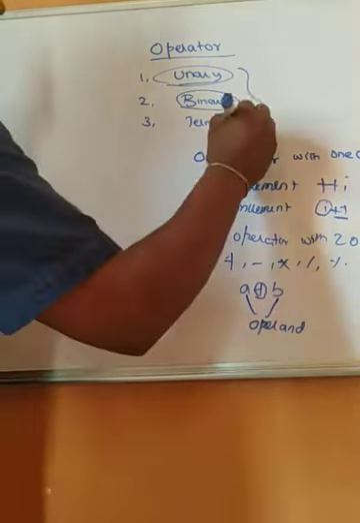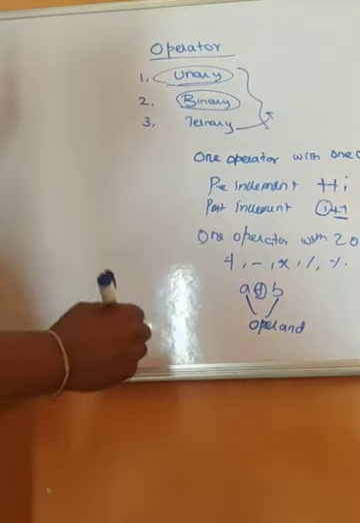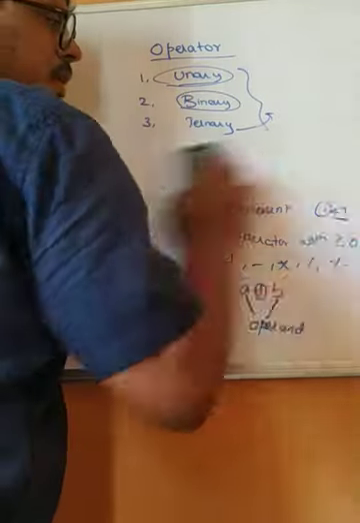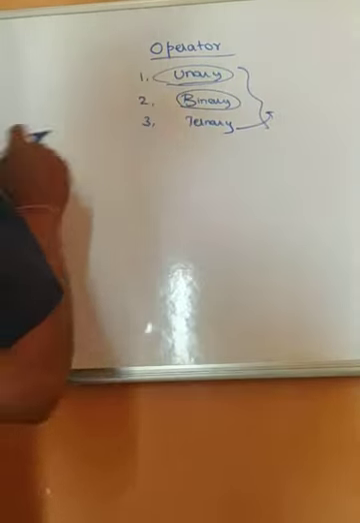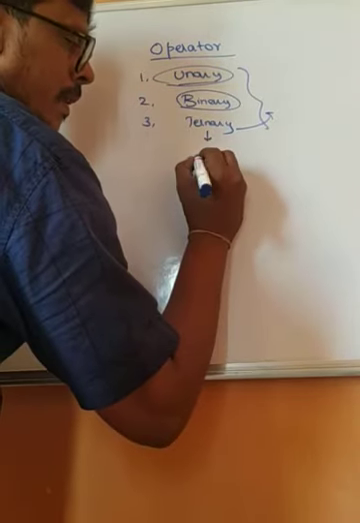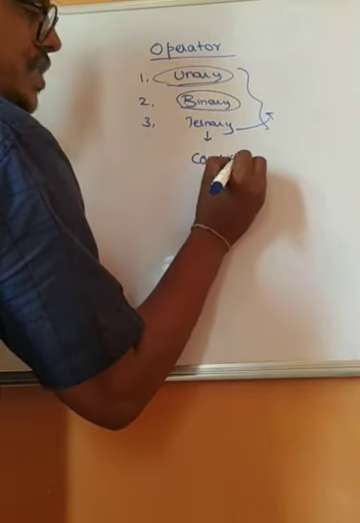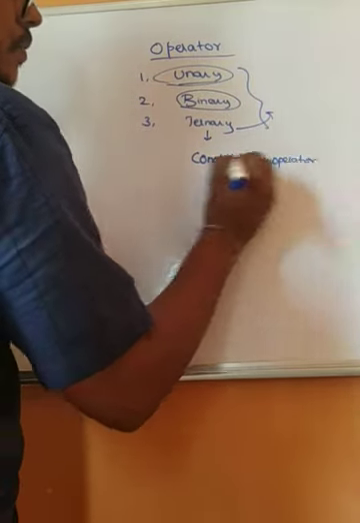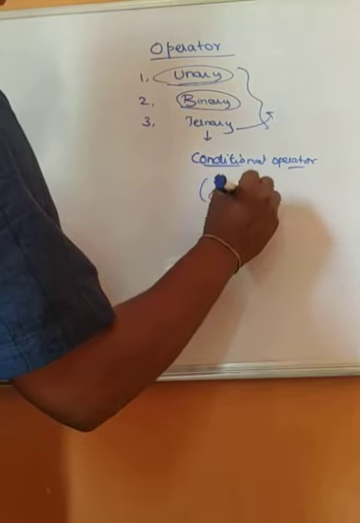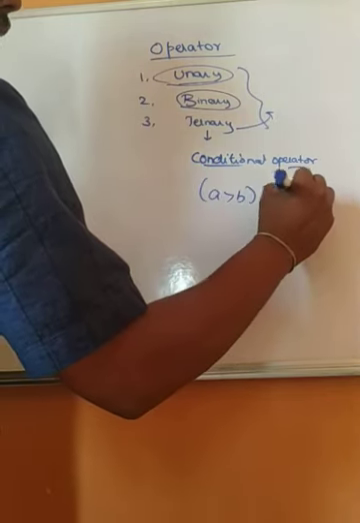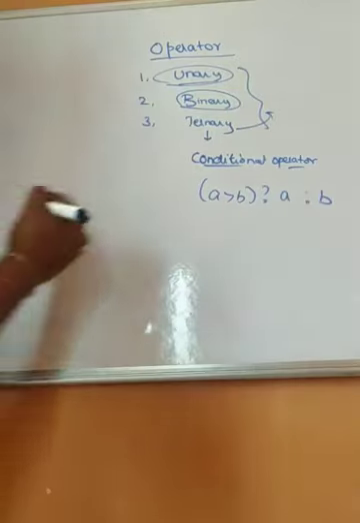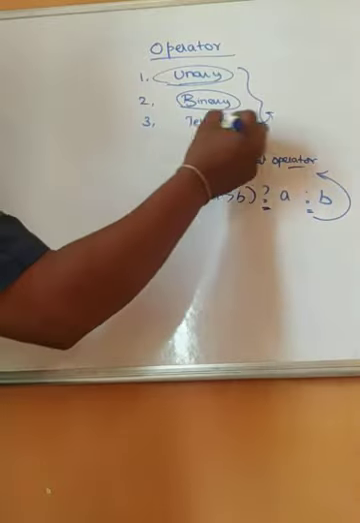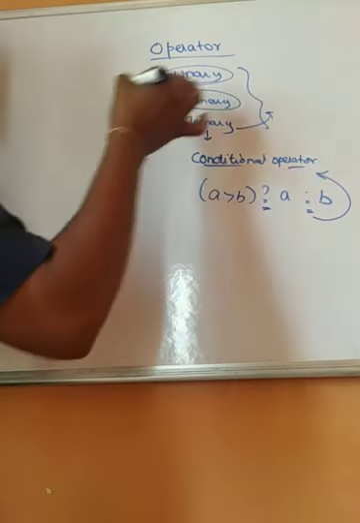And ternary operator is nothing but I'll be having more than one operator with one operand. So I'll tell you with one example. The ternary operator comes under conditional operator. We call it as conditional operator, which is A greater than B, question mark, A and colon B. So in this, the question mark and colon will tell you that operator is conditional operator, that is ternary operator. So these are all the operators we have.